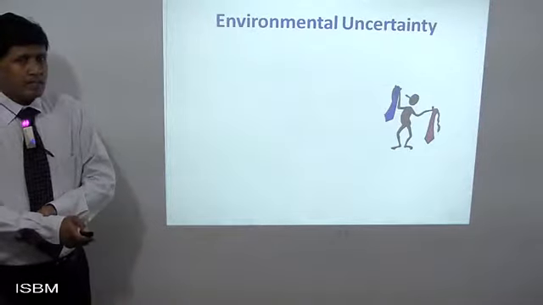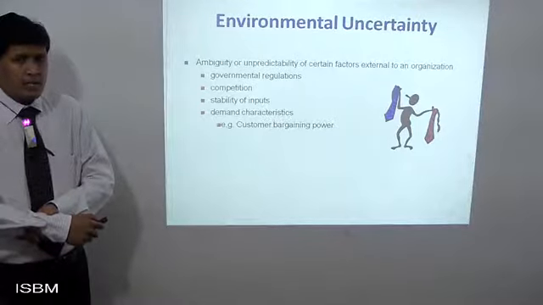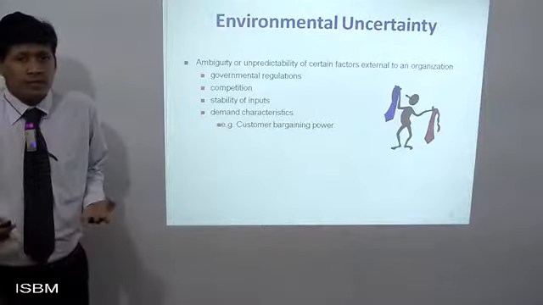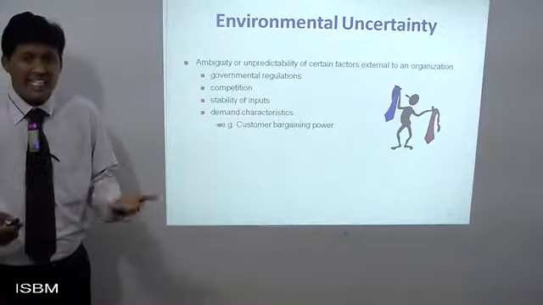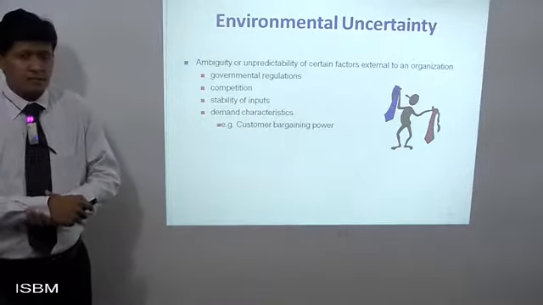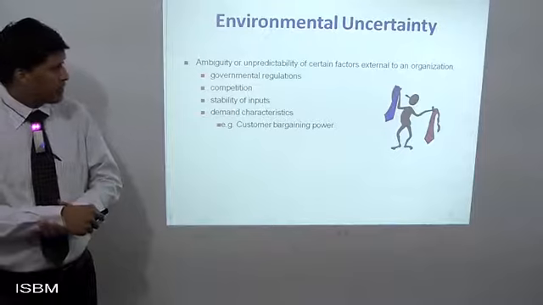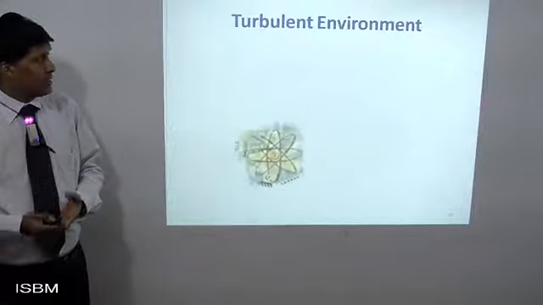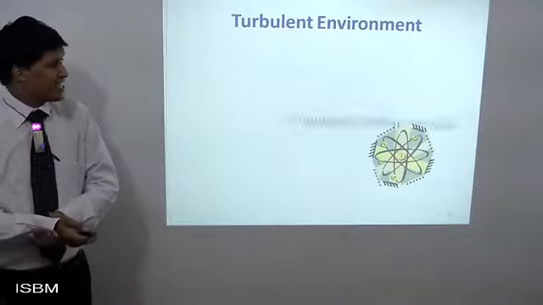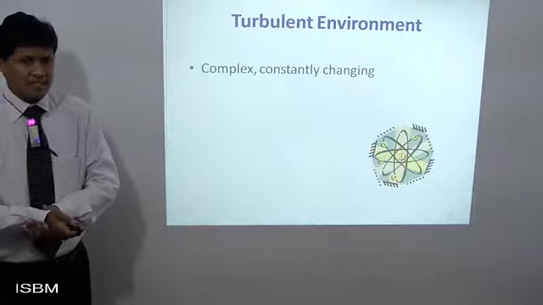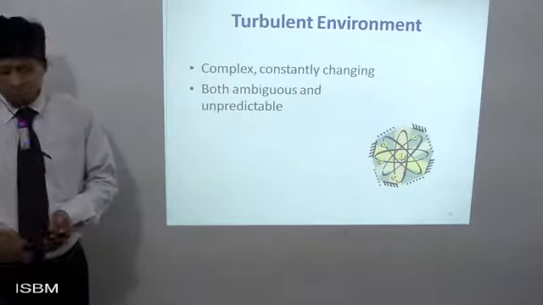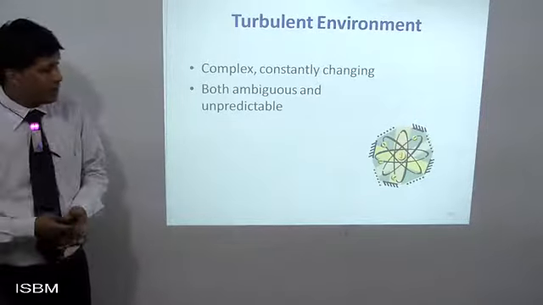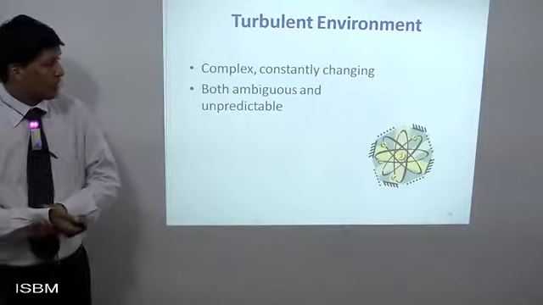Environmental uncertainty is the ambiguity or uncertainty of certain factors external to an organization, such as government regulation, over which the organization has less control. Then the competition, stability of inputs, and the demand characteristics, for example customer bargaining power, separate and distinct. Okay, the turbulent environment is constantly changing and complex, both ambiguous and unpredictable. Important to understand, so sometimes it is very difficult to figure out how it's working.